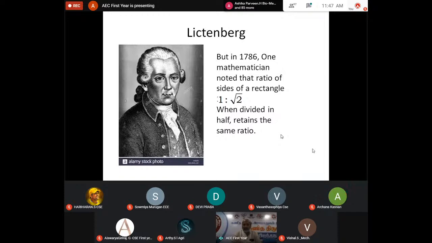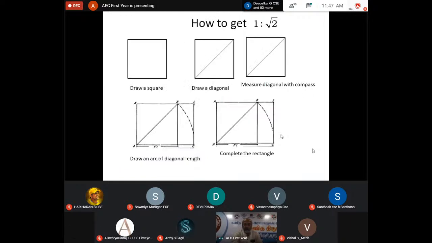Lichtenberg was a mathematician, and also he was a power printer. Power printer means that he used to have, for printing machines, some kind of electric power. But in 1786, this mathematician noted that the sides of a rectangle, that is 1:√2, when divided in half, retains the same kind of ratio. That's where it became important for him to devise this. How to get this 1:√2?